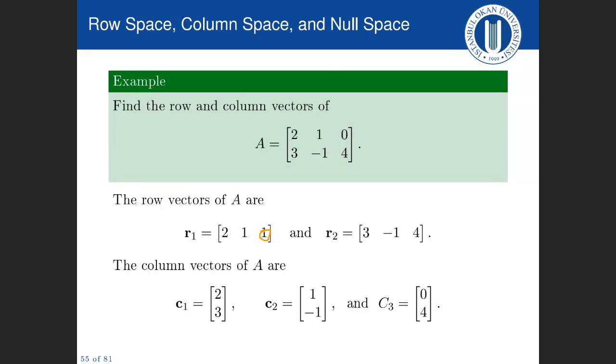And the column vectors, there's another typo here. Small c1 is (2, 3), small c2 is (1, -1), and small c3 is (0, 4).